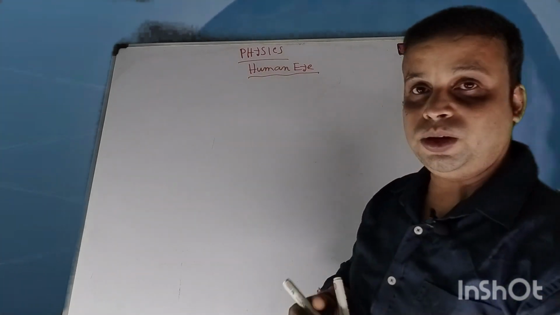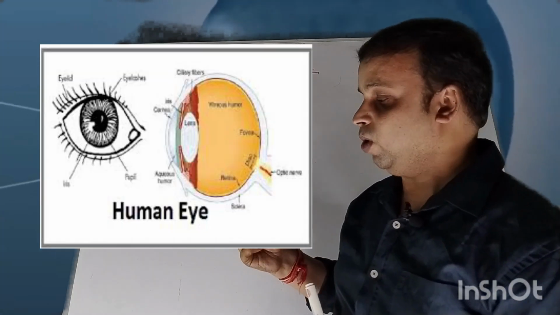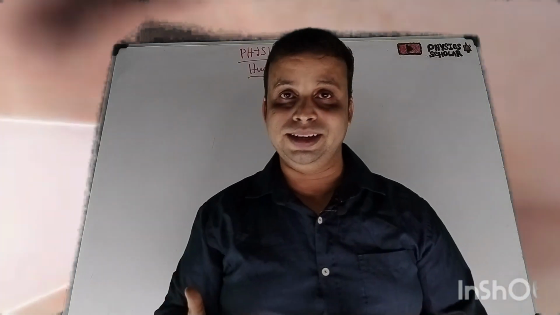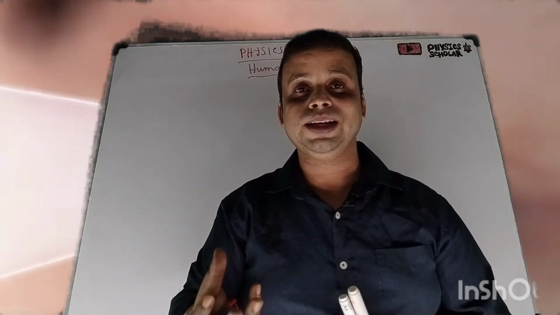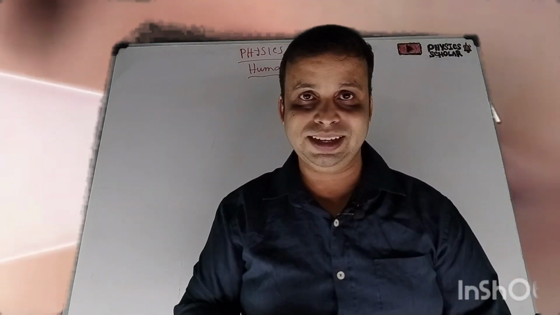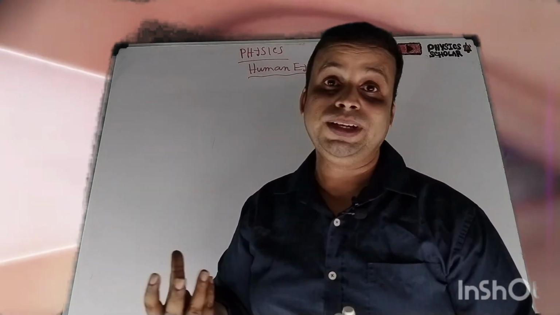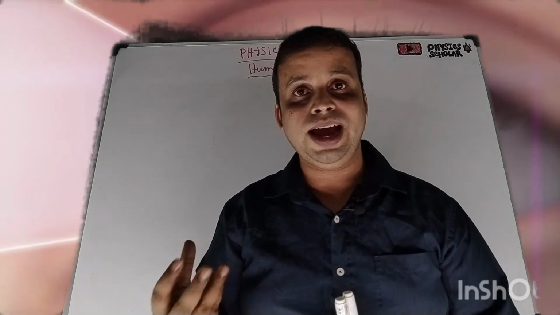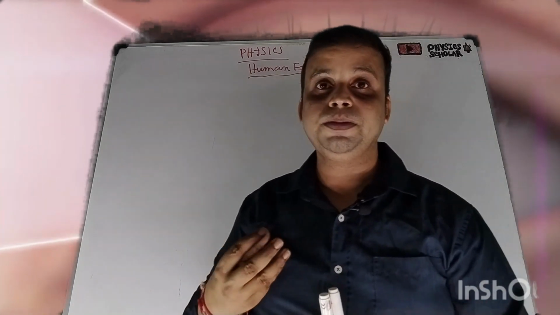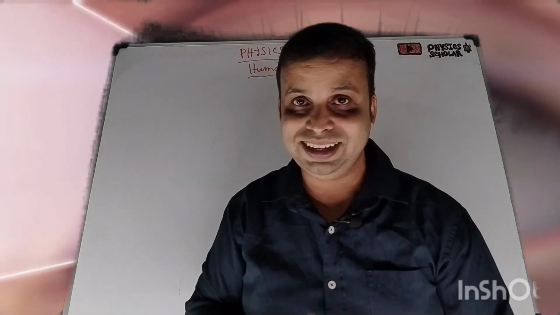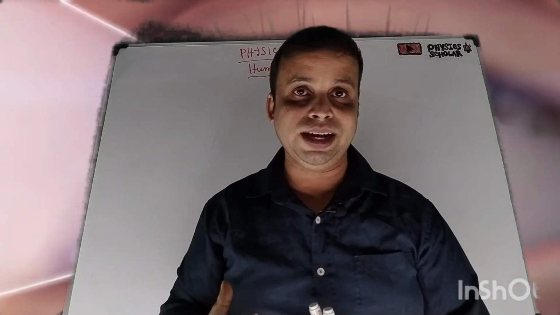So what is actually the human eye? What is our eye? We know that it's a sense organ, which gives us a sensation of viewing something. So the eye is a sense organ through which we can view something. It is a very important part, because without our eyes we cannot view anything.